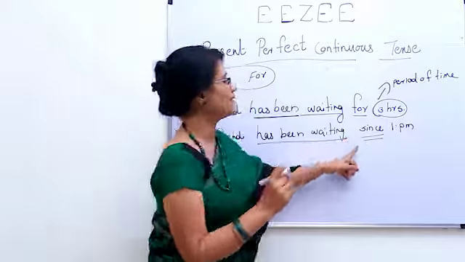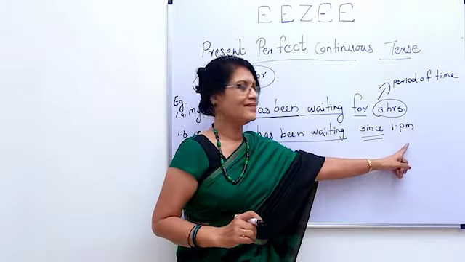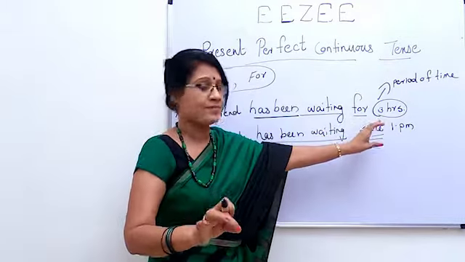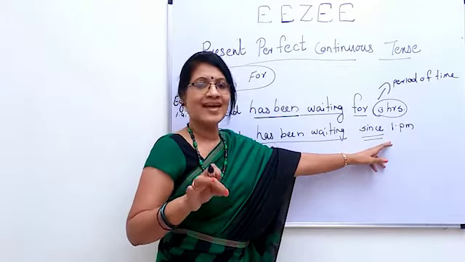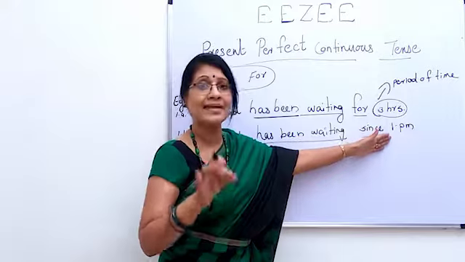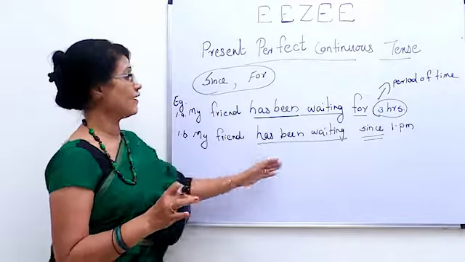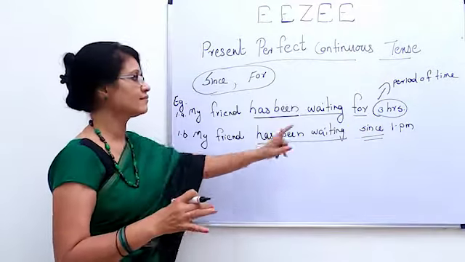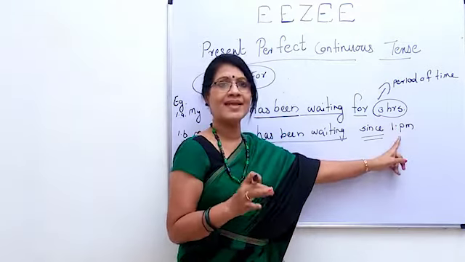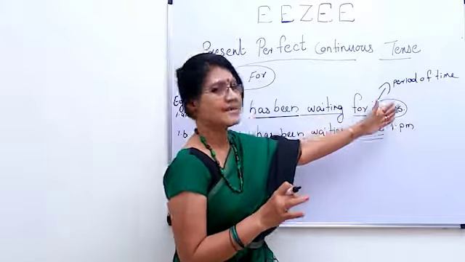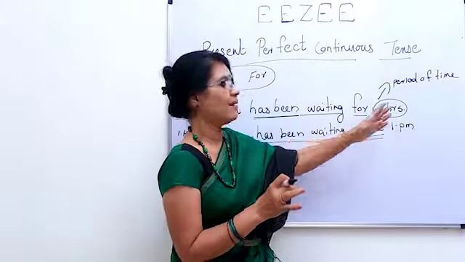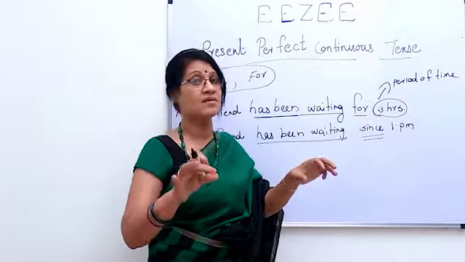But here, look here. Since 1 p.m. Here, the exact time is mentioned. It's a point of time. Specifically, we are telling the time when it started. See, my friend started waiting at 1 p.m. We are getting an idea that 1 p.m. he started waiting. From this sentence also we are getting that idea, but we are telling the duration, 3 hours.